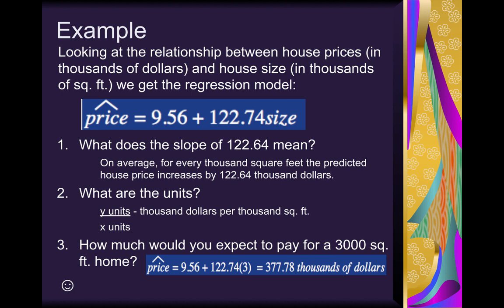So then how much would you expect to pay for a 3,000 square foot home? Well, we plug 3 because we're dealing in thousands. So I scale that down to just 3. We plug that into the equation. And we get that a 3,000 square foot home would cost around $377,780.